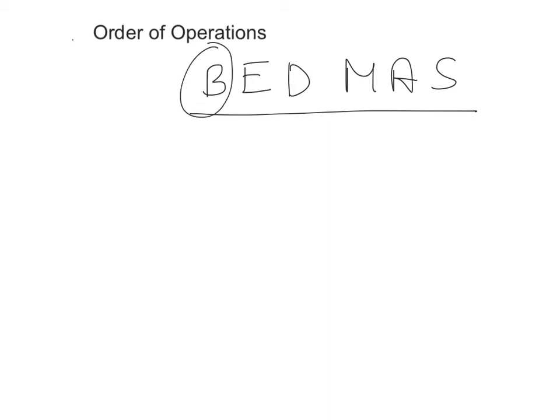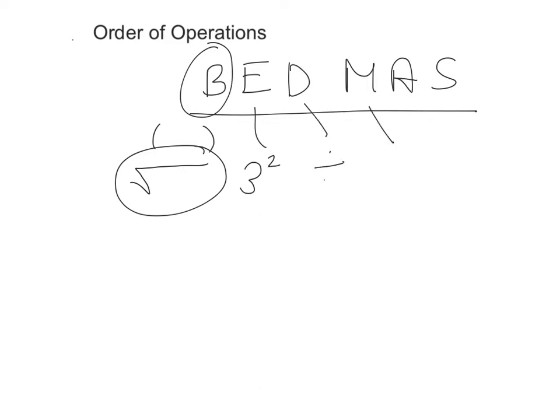So B stands for bracket, and these brackets could be the square root sign as well. So when you see that, you would do what's underneath the square root. E, exponents, so again, working with powers, 3 to the power of 2, something like that. D would be division, M, multiplication, A, addition, and S, subtraction.